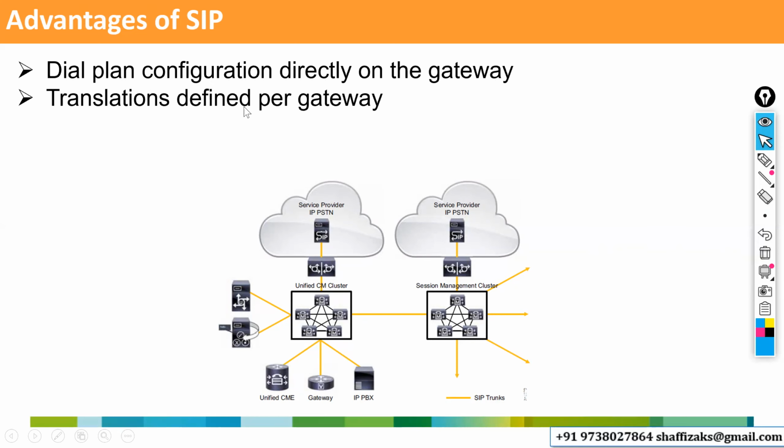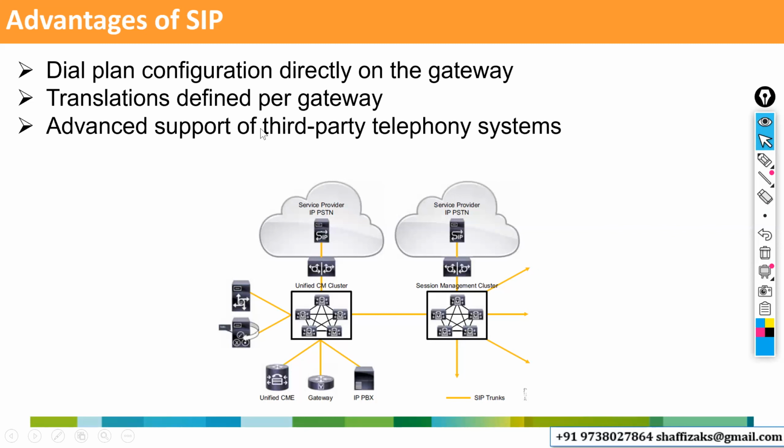Next, translations defined per gateway. This means some call is coming from the provider and at the gateway level you want to manipulate that number. For example, the complete DID number is coming, but internally we have a 5 or 6 digit extension. Now that complete DID has to be converted into the 4 or 5 digit extension, so manipulation has to be done. Here we can define that manipulation on the gateway. But with MGCP, we don't have that option. If you want to manipulate that number, you have to do it on the CUCM. Similar to H.323, we can manipulate the number here.